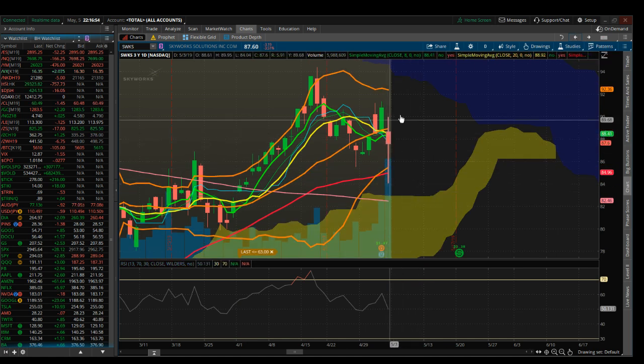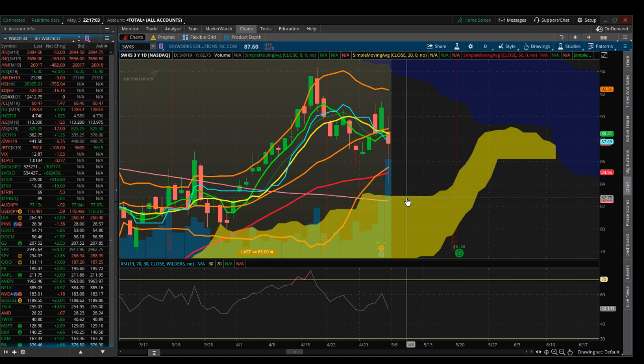So, gosh, that's just a tough bar to gauge. We'll see if it gaps down tomorrow, if it holds this 82 area. That might be some decent support. Looks like there's a gap right here. So that might fill that, and that would test the cloud and then work its way back up. So that looks pretty interesting.